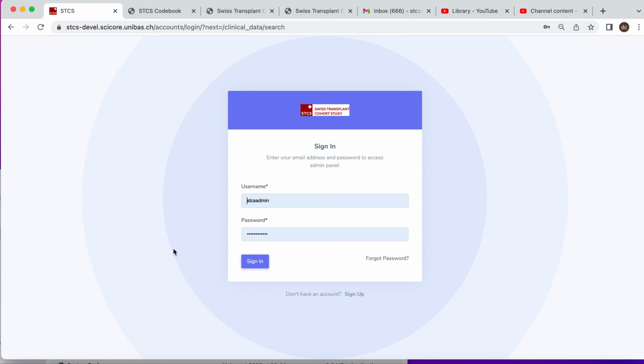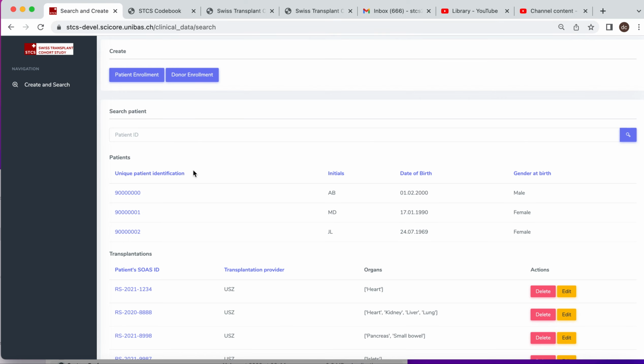We can describe the STCS patient and case data collection by using the new system that is currently under development. So we sign in, and here we can see what the main entities part of this data collection are: the patient that receives the organ or organs, and the donor of the organ or organs.